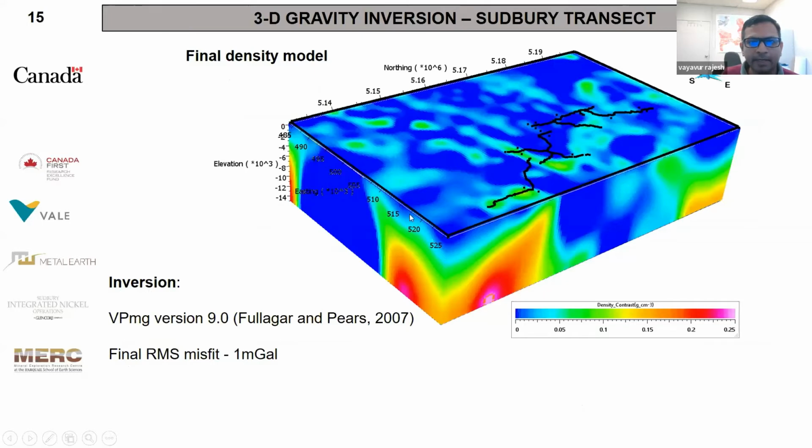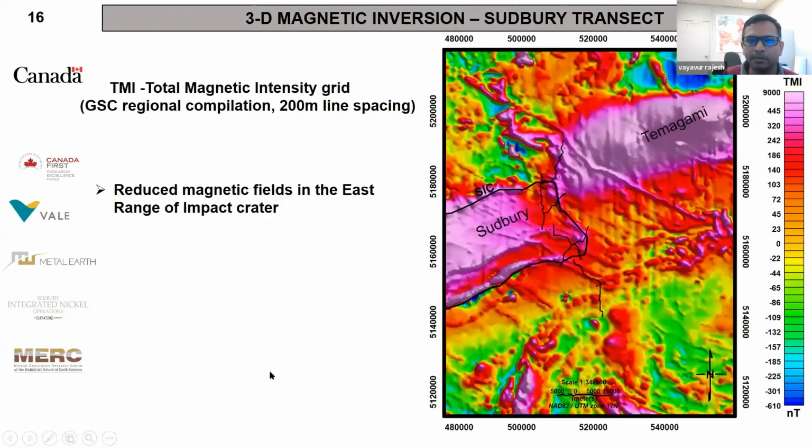This is the final density model after inverting the gravity data set. We used the BPMG algorithm taught by Fullecker. The final RMS misfit for this is 1 milligal.